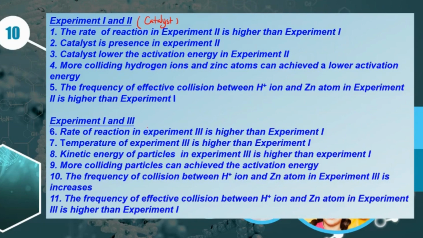Okay, 1 and 3, because of the temperature. So the rate of reaction in experiment 3 is higher than experiment 1, and the temperature of experiment 3 is higher than experiment 1. So with higher temperature, the kinetic energy of the particles in experiment 3 is higher than experiment 1. So more colliding particles can achieve the activation energy. So the frequency of collisions between the hydrogen ions and zinc atoms in experiment 3 is higher than experiment 1. Now the frequency of effective collisions between the hydrogen ions and zinc atoms in experiment 3 is higher than experiment 1.